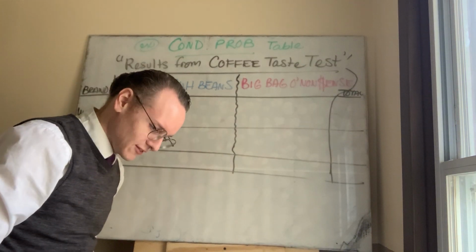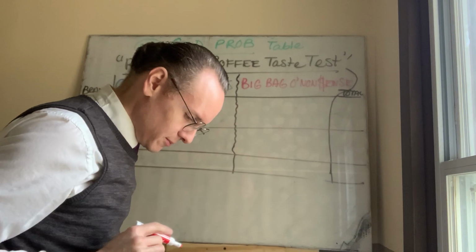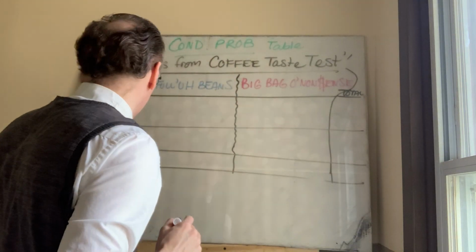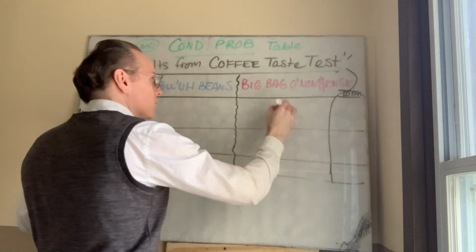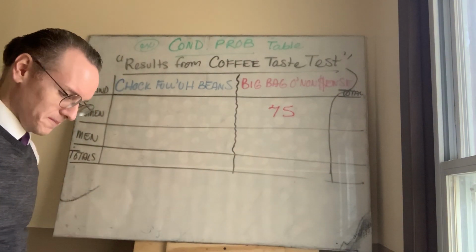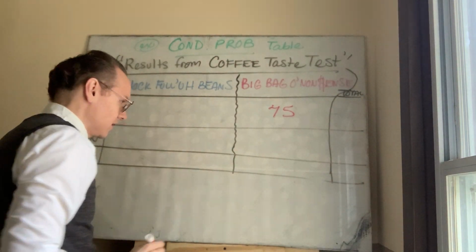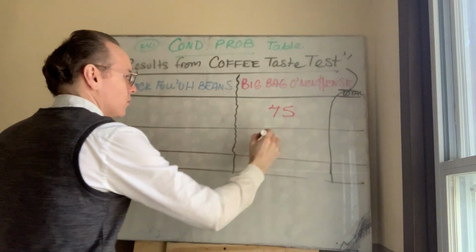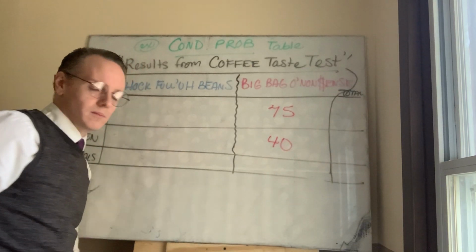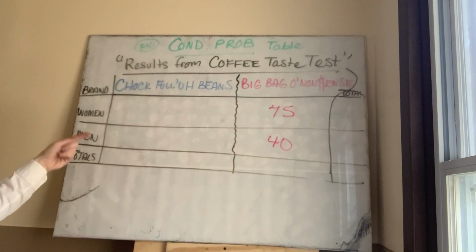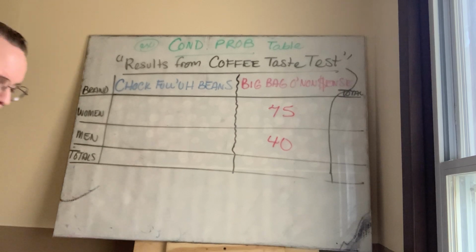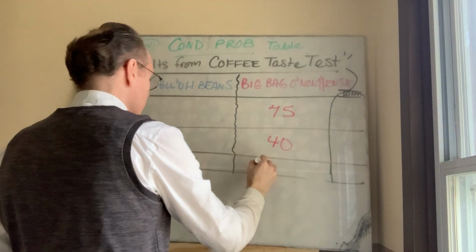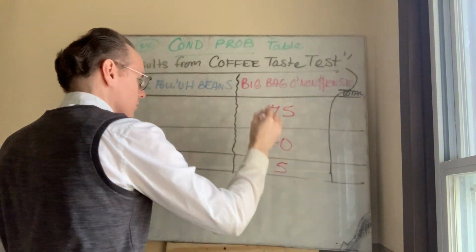For Big Bag of Nonsense, 75 women prefer Big Bag of Nonsense coffee. For men, 40 people surveyed, 40 dudes, like Big Bag of Nonsense. And that would make, naturally, if you added them, 115 people total.